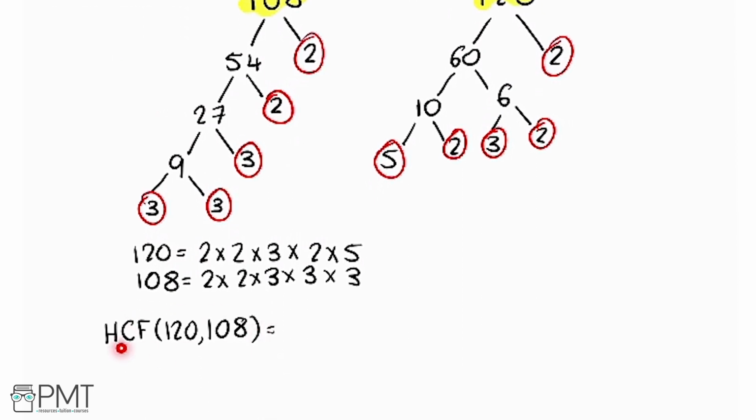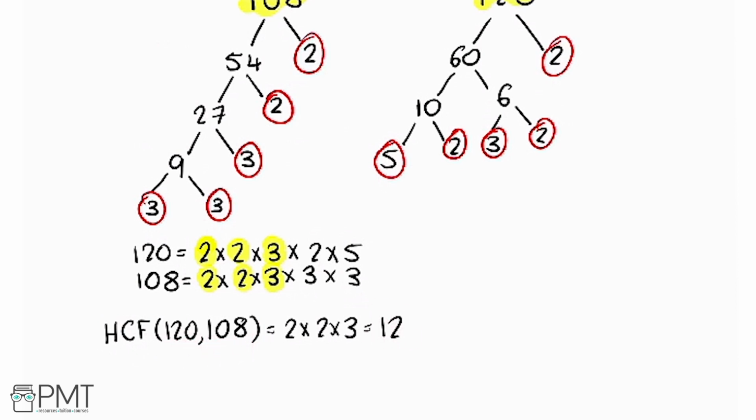For the highest common factor, we need to see what's common between them. If I take a 2 from here, I need to take a 2 from here. 2 from here, 2 from here. 3 from here, 3 from here. And you see we can't go any further, because for this 2 from here, there's not a 2 here, or for this 3 from here, there's not a 3 here. So we've taken all the ones that are common from both, and then we multiply them together: 2, then 2 again, then 3. Working that out, that's 12. So our highest common factor of 120 and 108 is 12.